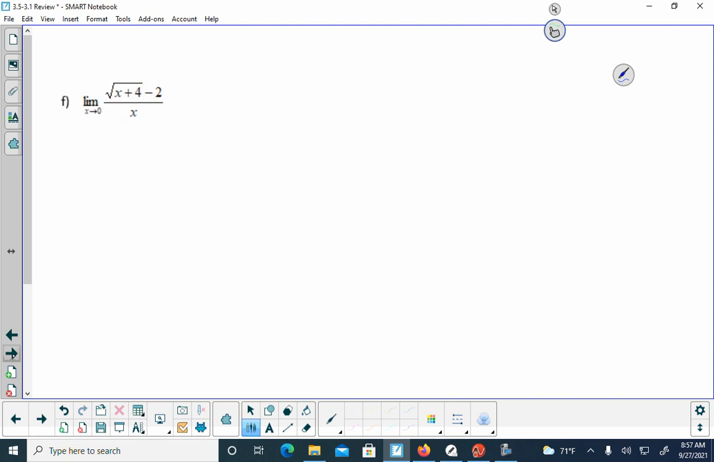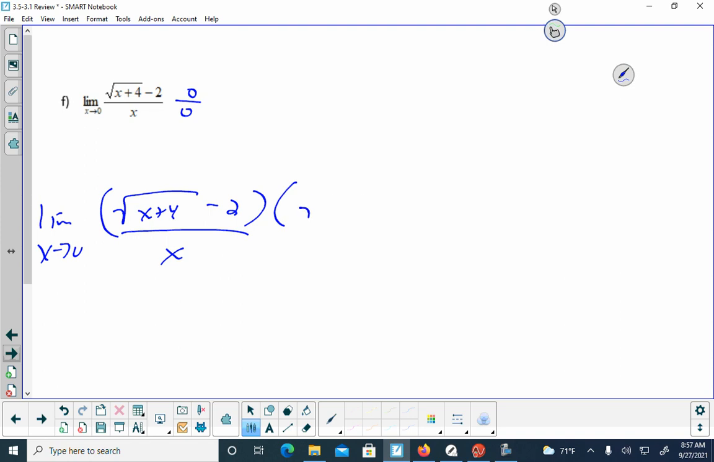Limit as x approaches 0. Again, this is where I get that indeterminate form, 0 over 0. So that means I am going to do something algebraically. Since it is a radical, I am going to multiply by the conjugate. So I have the square root of x plus 4 minus 2 over x. Multiplying by the conjugate, I'm going to have the square root of x plus 4 plus 2.